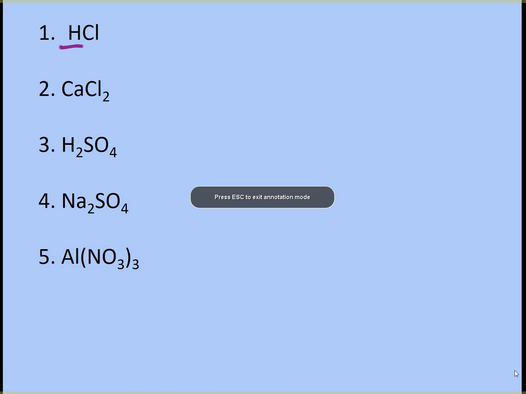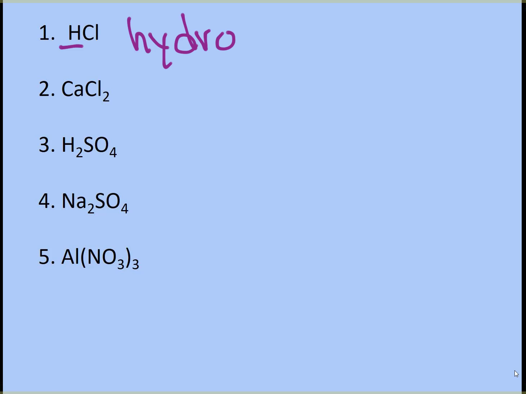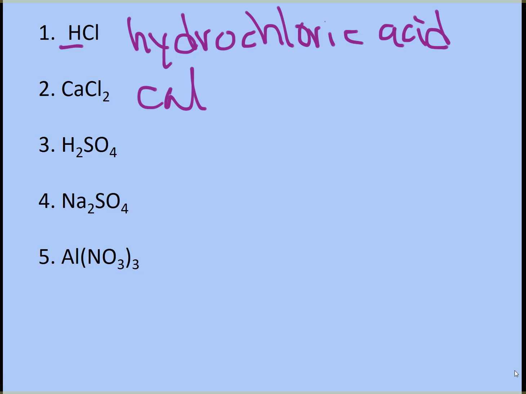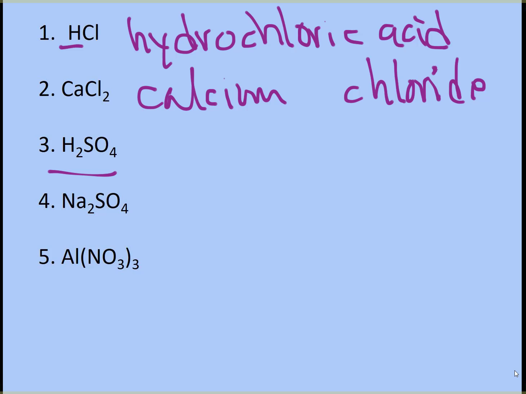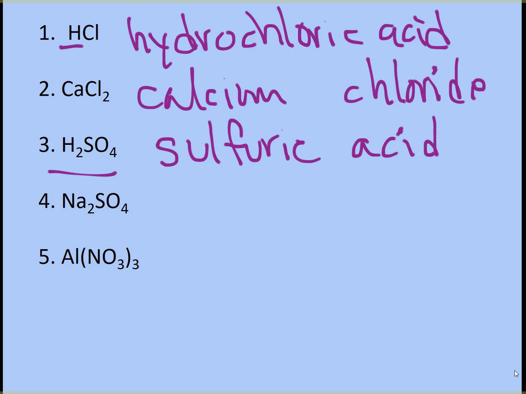This first one starts with H, so it's probably an acid, and it is. This is hydrochloric acid. This next one is calcium chloride. And you don't have to tell what the oxidation number is of the metal because it's always +2. This starts with a H, so it's an acid. This is sulfuric acid.